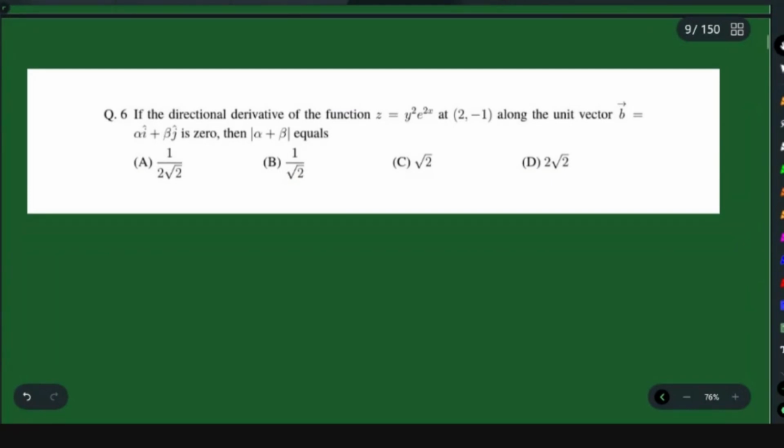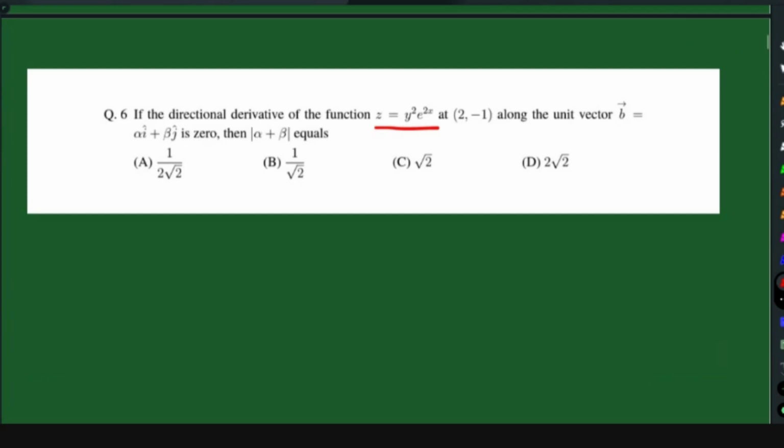So this is the next question. I think it is a 2020 JAM question. Let us look at this. If the directional derivative of the function z equals y square into e raised to 2x at (2, 1) along the unit vector b is 0, that is given, then you have to find the modulus of alpha plus beta.